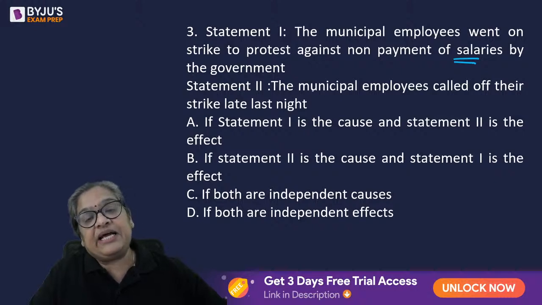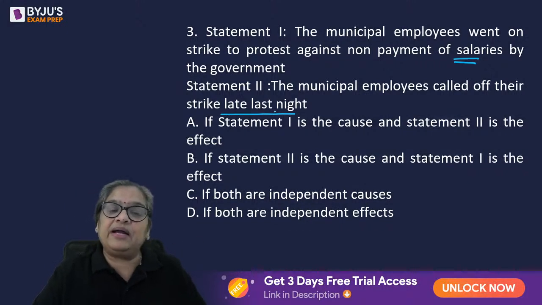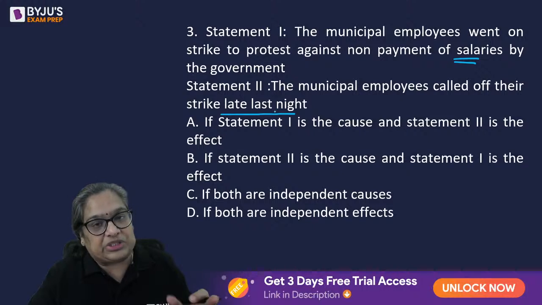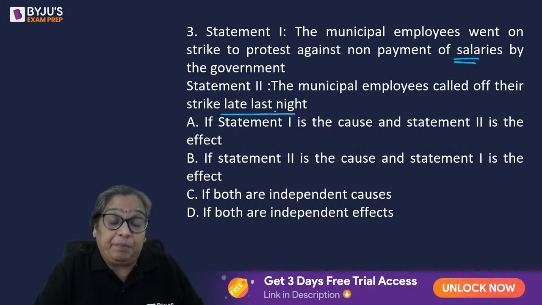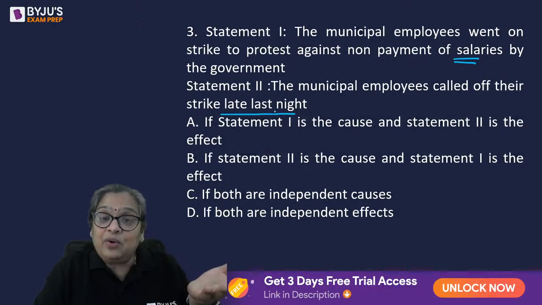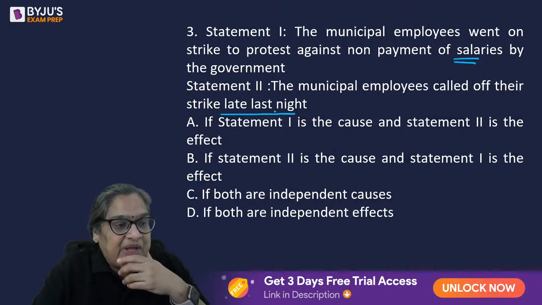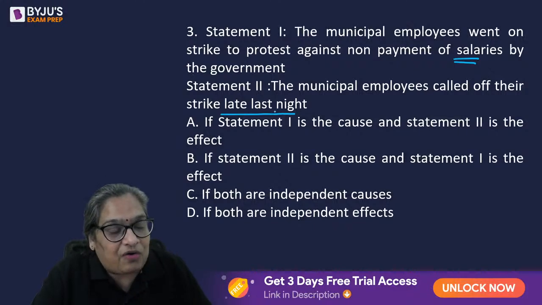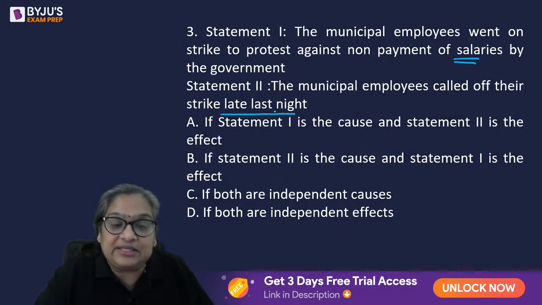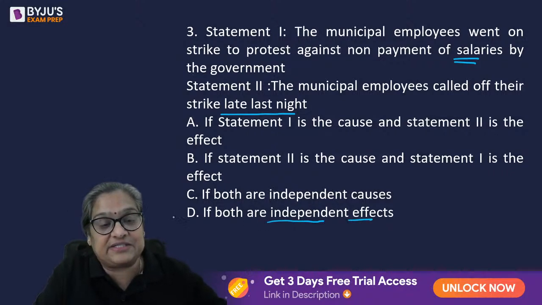The second statement says they called off their strike late last night. Yesterday evening the news said the employee strike has been cancelled. Now there will be no strike. Now tell me what is the relationship between the two statements. One day you read in the papers that there is a strike because they have not been paid salaries. Next, late last night the news says the strike has been called off. So what is the answer? Vikrant thinks it's D: both are independent effects.